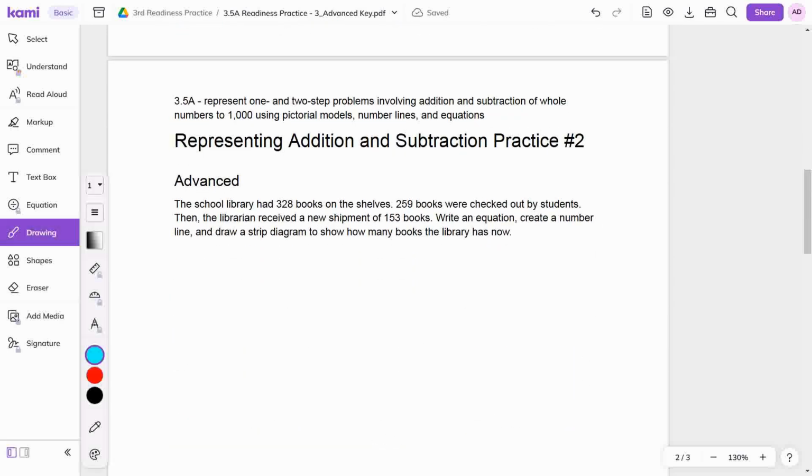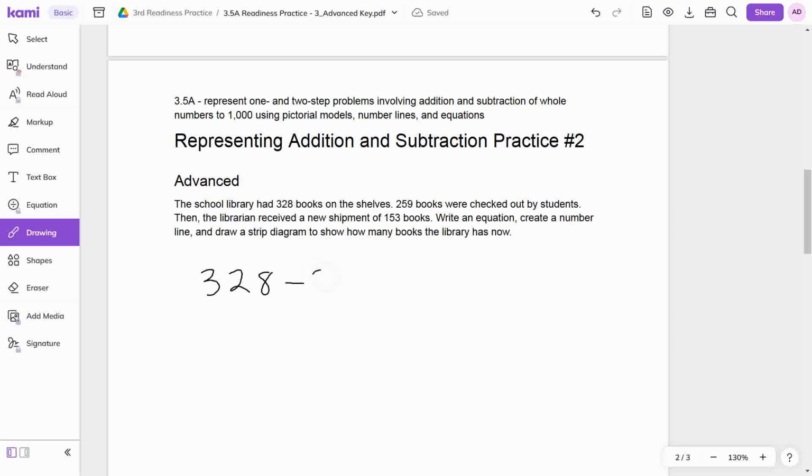For our second problem, we've got a school library, and it has 328 books on the shelves. I need to write this in an equation, number line, and strip diagram. I'll start with an equation this time. 328 books. 259 were checked out by students.